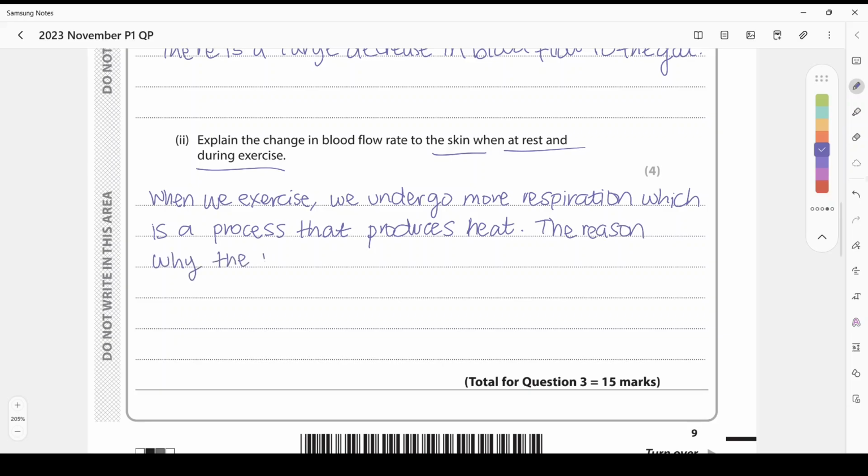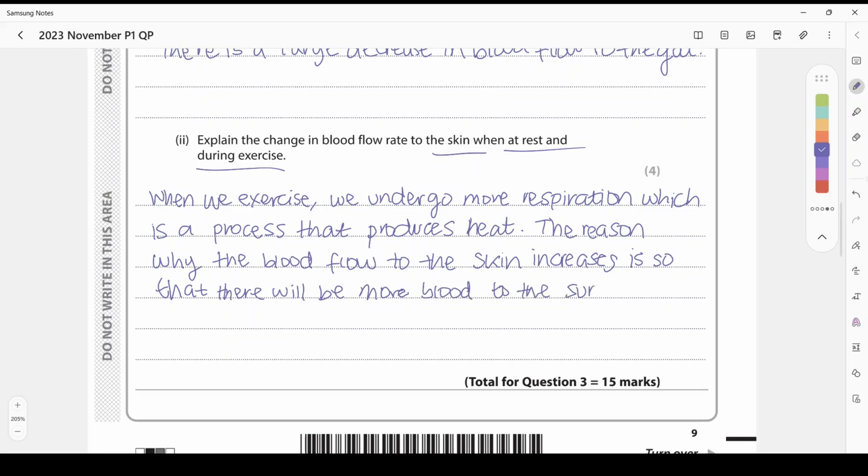The reason why the blood flow to the skin increases is so that there will be more blood to the surface of the skin and therefore more heat loss via radiation.